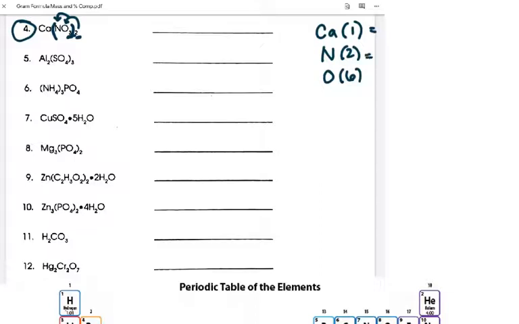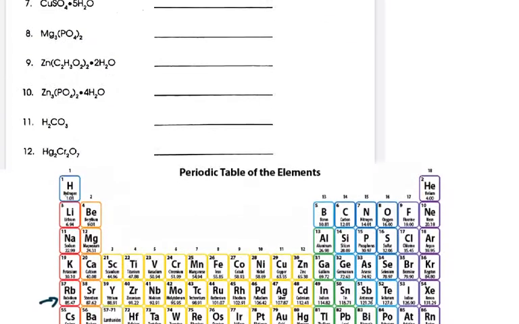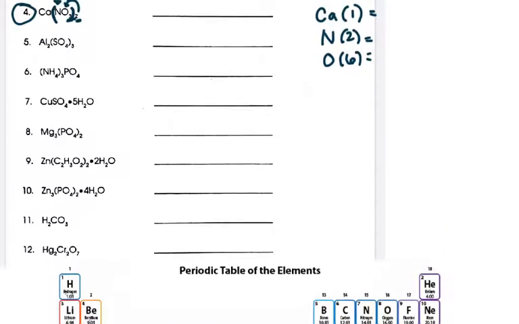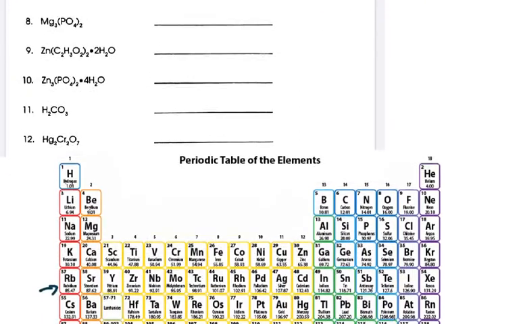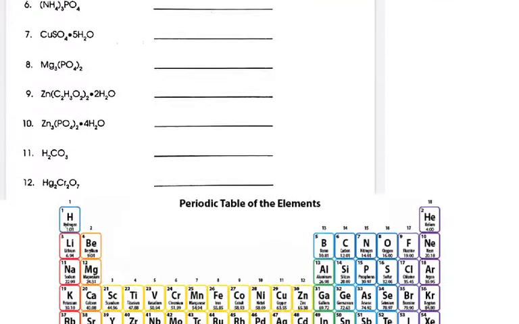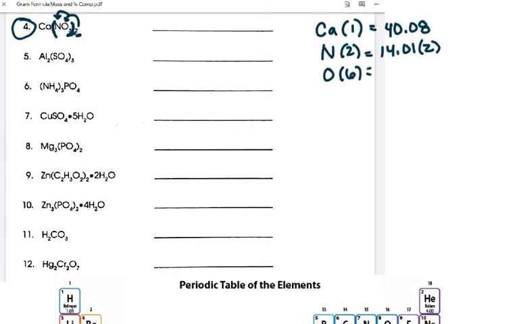So I'm going to go ahead and look up the molar mass of calcium. It says down here it's 40.08. The molar mass of nitrogen is 14.01, and I'm going to multiply that by 2 because I have 2 of them. And then oxygen says 16.00, and again, I'm going to multiply that by 6 because I have 6 of them. So I'm going to go ahead and multiply those out.